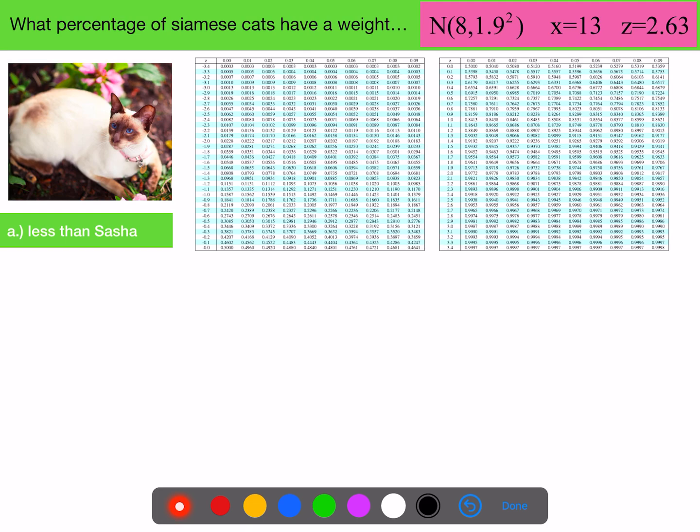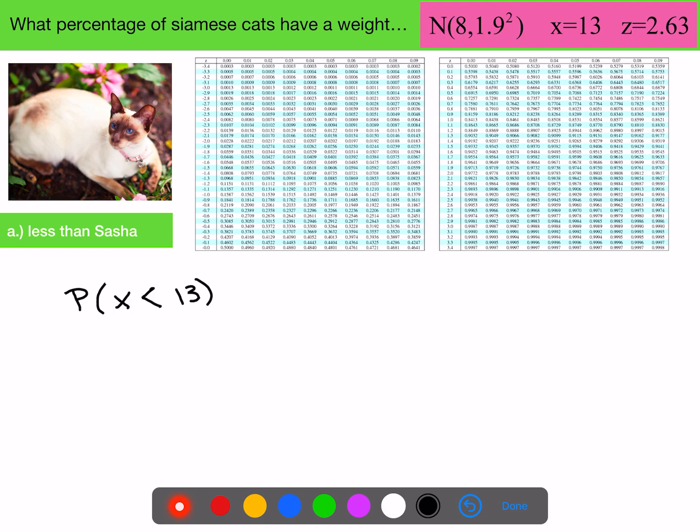In order to communicate this, I want to communicate it first in terms of X, then convert to Z, then actually look it up in the chart. So what I'm trying to find is the probability that a weight, so an X value, is less than Sasha's weight, which was 13 pounds.